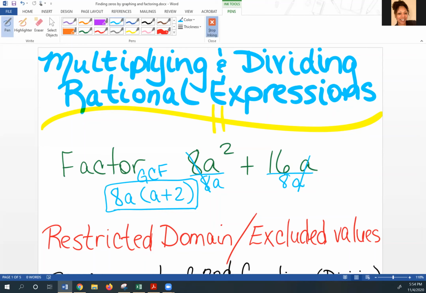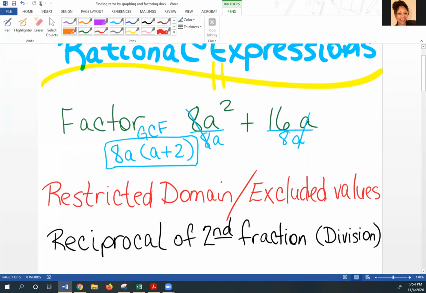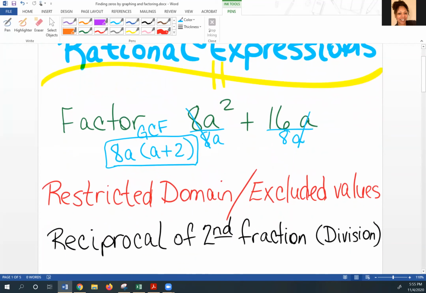The next thing you want to look at is the restricted domain or excluded values. That simply means I cannot have a 0 in my denominator. So anytime I see a variable in the denominator of my fraction, I know I'm going to have an excluded value that I cannot use for a, or whatever the variable is. In this case, that excluded value would be 0, because 8 times 0 would result in the denominator being 0, and we can't have that. That's called the restricted domain or excluded value.